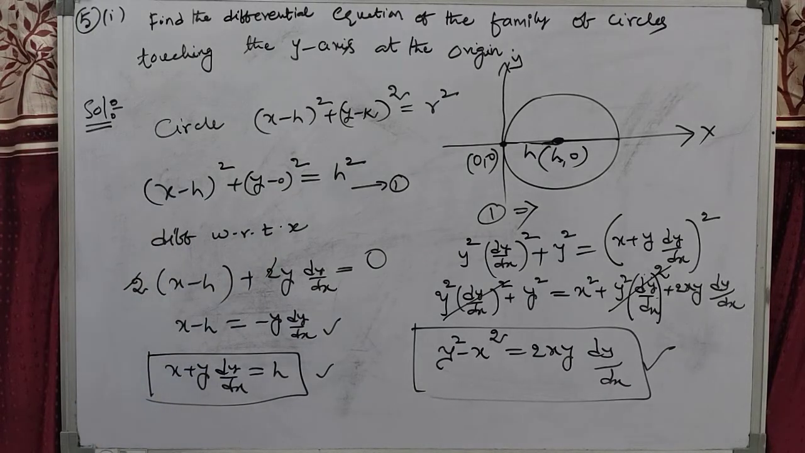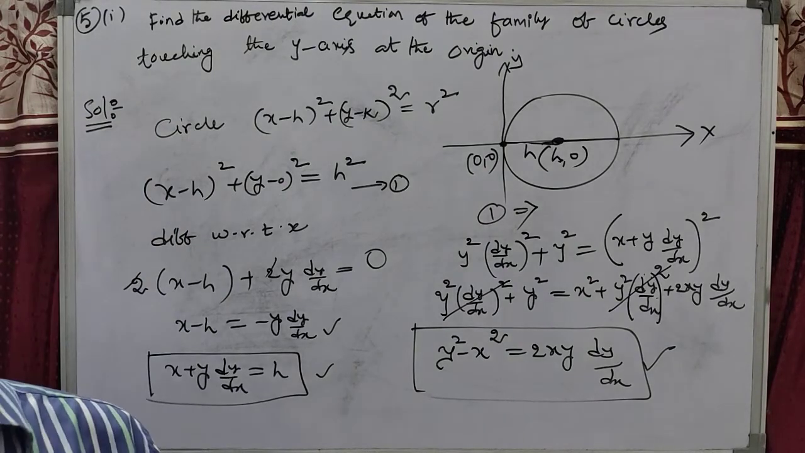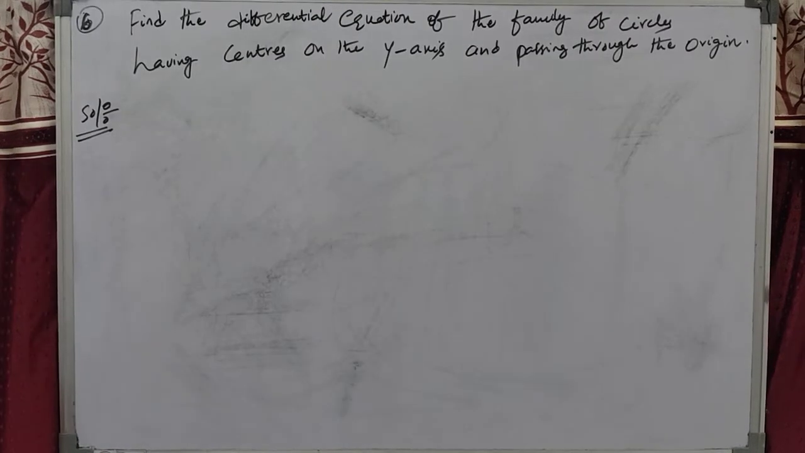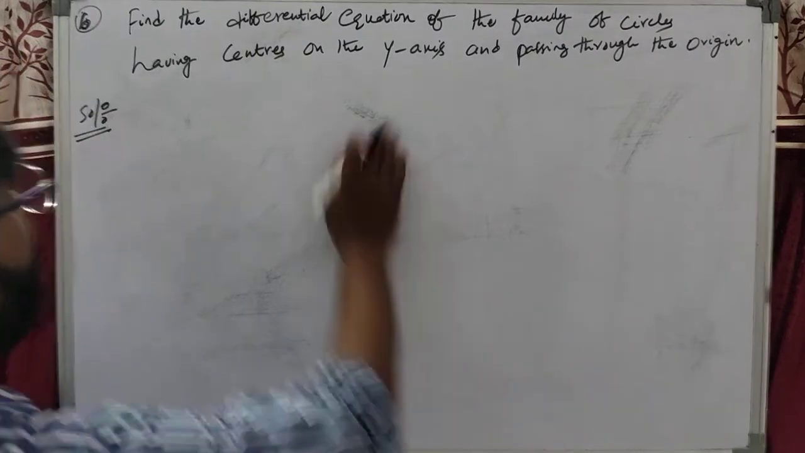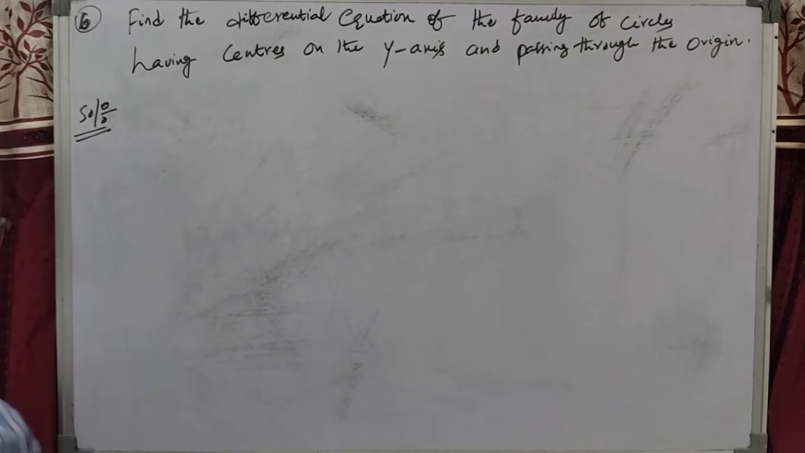The differential equation of the family of circles touching the y-axis at the origin is y² − x² = 2xy dy/dx. Now write down: find the differential equation of the family of circles having the center on the y-axis and passing through the origin.